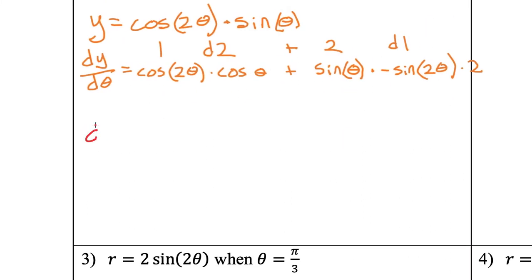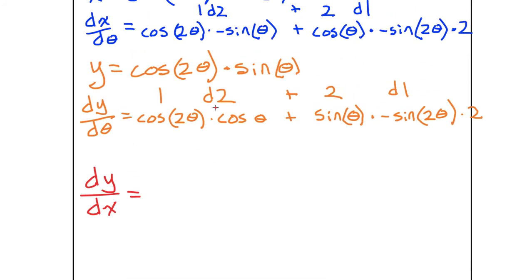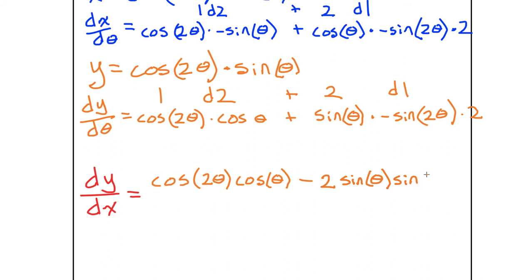To find dy dx, I could copy paste this. I think I'm going to write it out quickly here. That's going to be our yellow function first. So it's going to be this cosine of 2 theta cosine of theta minus, because there's a minus sign here, minus 2 sine of theta sine of 2 theta. And it doesn't matter the order. I could have done sine of 2 theta there and sine of theta there.